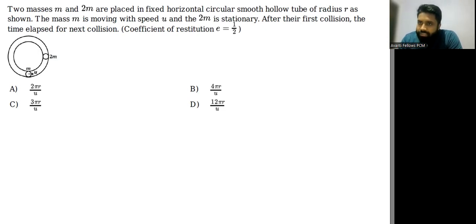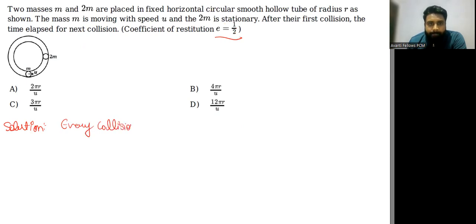which means they first collide with each other. Then they are moving with certain velocities, although these velocities are different. And then the second collision will happen. So we have to tell what is the time between the first collision and the second collision. The coefficient of restitution is given as e equal to 1 by 2. So in each and every type of collision, if I try to solve this question, in every collision, momentum is conserved.